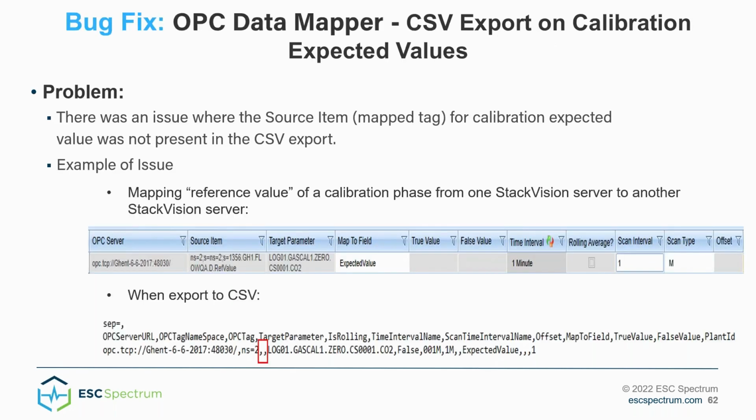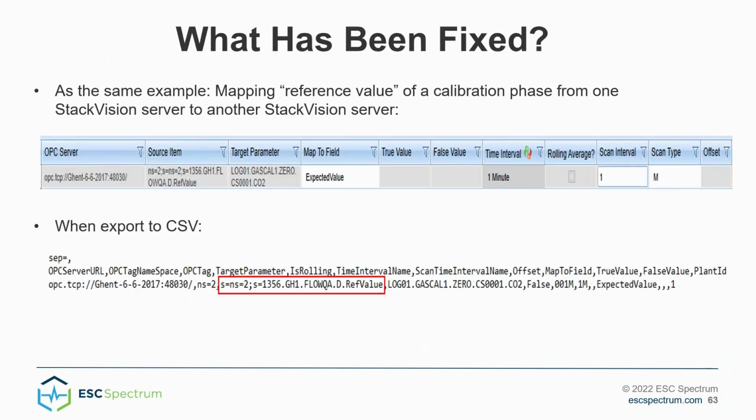Another OPC issue, the source item mapped tag for the calibration expected value was not in the CSV export. Now mapping exports and imports correctly.